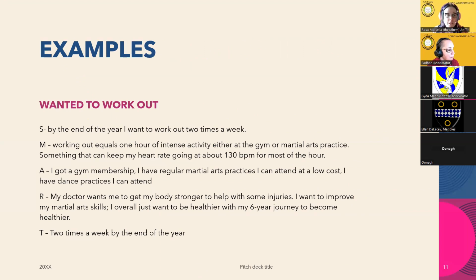Another example for me: by the end of the year, I wanted to work out at least 2 times a week. I created a measurement. Working out equals 1 hour of intense activity, which can be different for people, but this is based off of mine. Either going to the gym or going to rapier practice. I said martial arts because I created this for work. So rapier practice, heavy practice, something that can keep my heart rate going about 130 beats per minute.